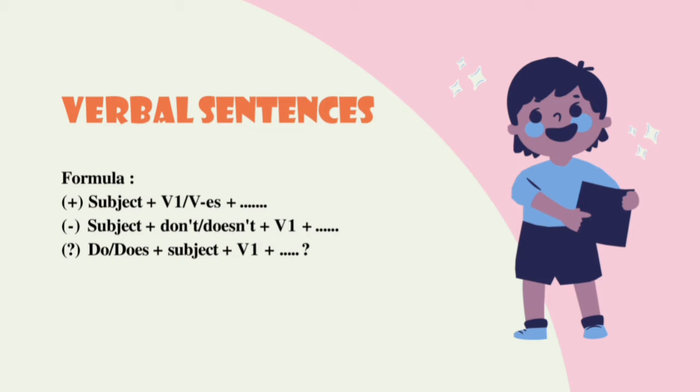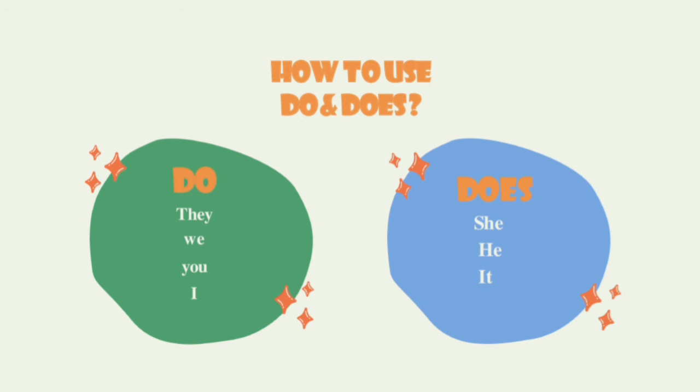For the negative sentence, we can write subject plus do or does not plus verb 1 plus complement of subject. For the interrogative sentence, we can write do or does plus subject plus verb 1 plus complement of subject. How to use do and does? We use do when the subject is they, we, you, or I. If we want to use does, the subject must be she, he, or it.